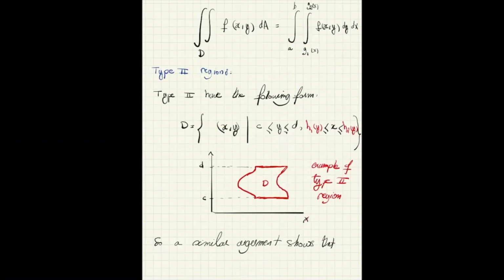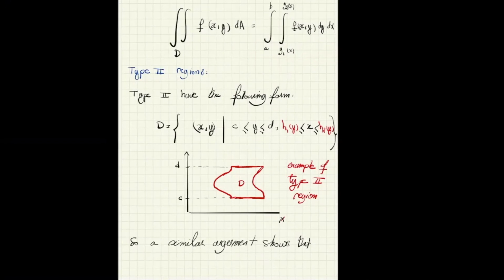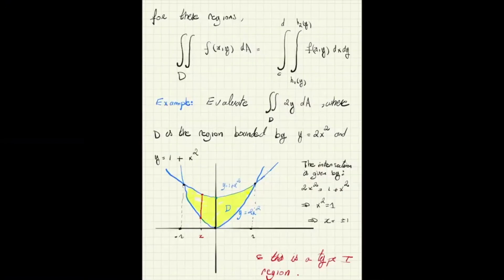And then for type 2 regions, we do exactly the same thing. It's the other way around. You just have to, you know, X plays the role of Y and Y plays the role of X. And you do the same thing. And then now, instead of starting by dy, you do dx, then you realize that that is the right way to do it.